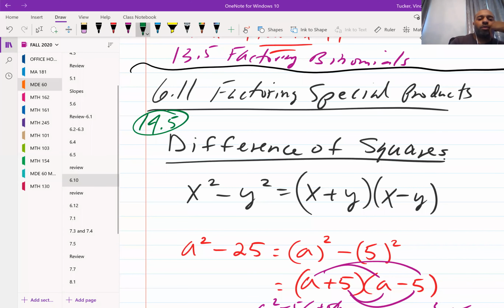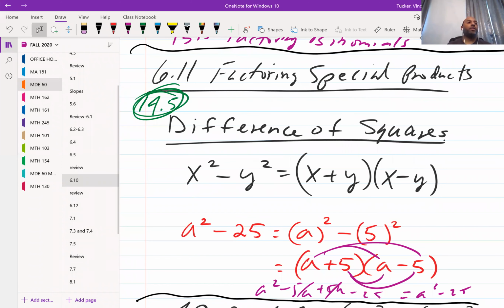All right, so 14.5, looking at difference of squares. The main thing here is that you're going to lean on this formula. The more you do it, the less it becomes a formula, and it's just something that you recognize and you implement. So it has to be a difference, which is subtraction, of two perfect squares. If that's the case, notice we have here x squared minus y squared.